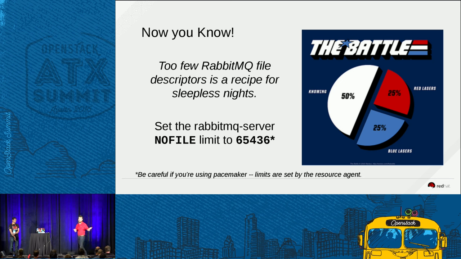It may be RabbitMQ, it may be HAProxy, it may be some other service that you're going to see these kinds of issues. And if you know ahead of time where to change these values, you're going to be in a much better position.